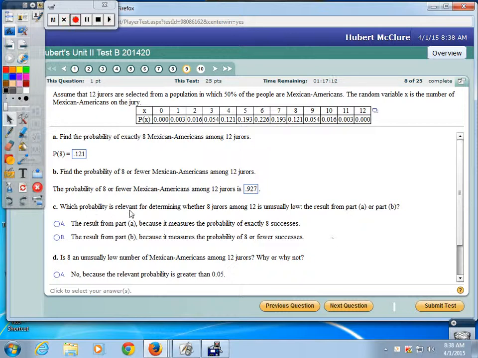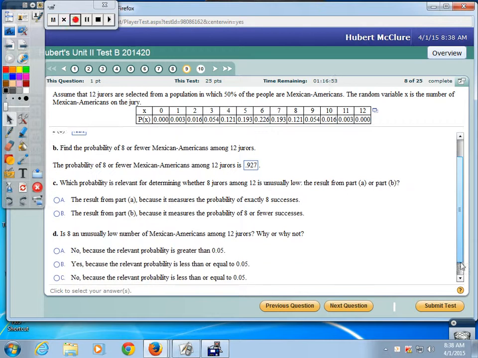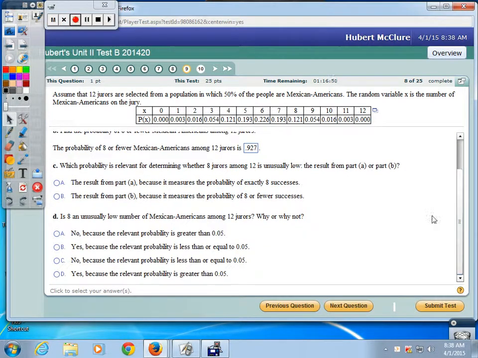Which probability is relevant for determining whether 8 jurors among 12 is unusually low? The result from part A or part B? Which probability is relevant? Now you got exactly 8 or 8 or less. Exactly 8 is 0.121.